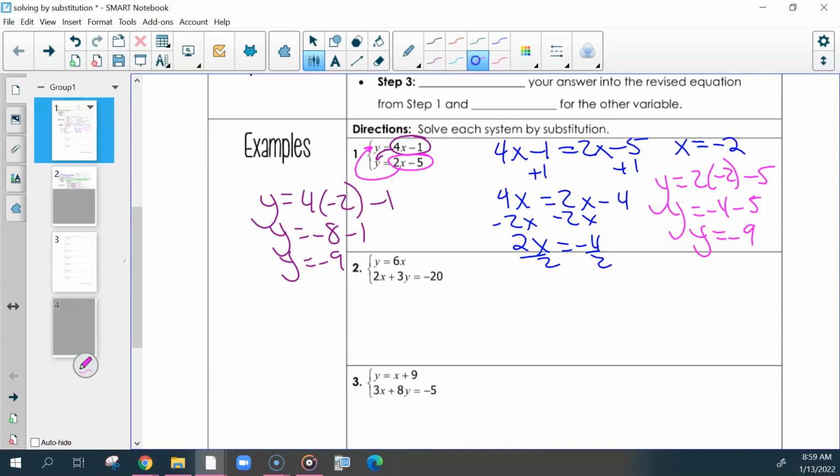Once you have your x and your y value, you can put them together in an ordered pair. So this would be the point -2, -1. Question. Yes. How did you get your y? Put the answer you got for x back into either this one or this one. Either or, doesn't matter. -2, -1? I mean, -2, -9.